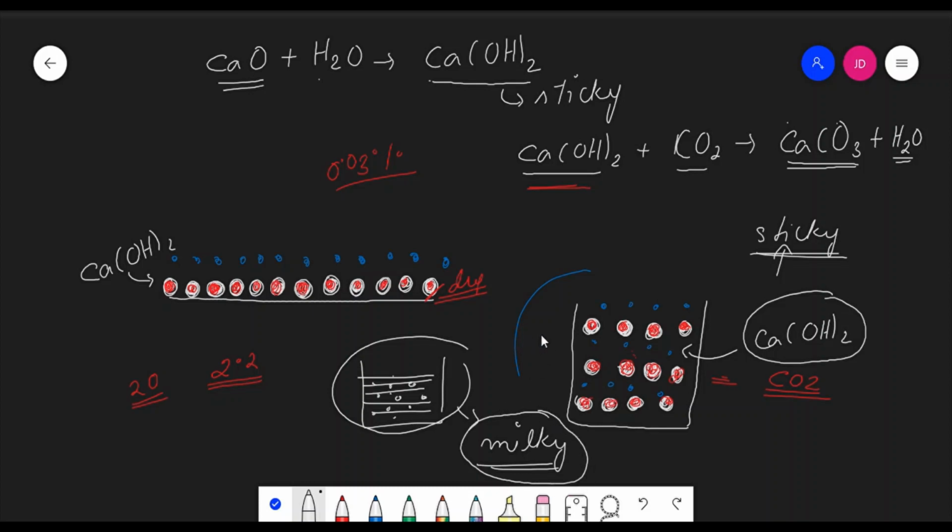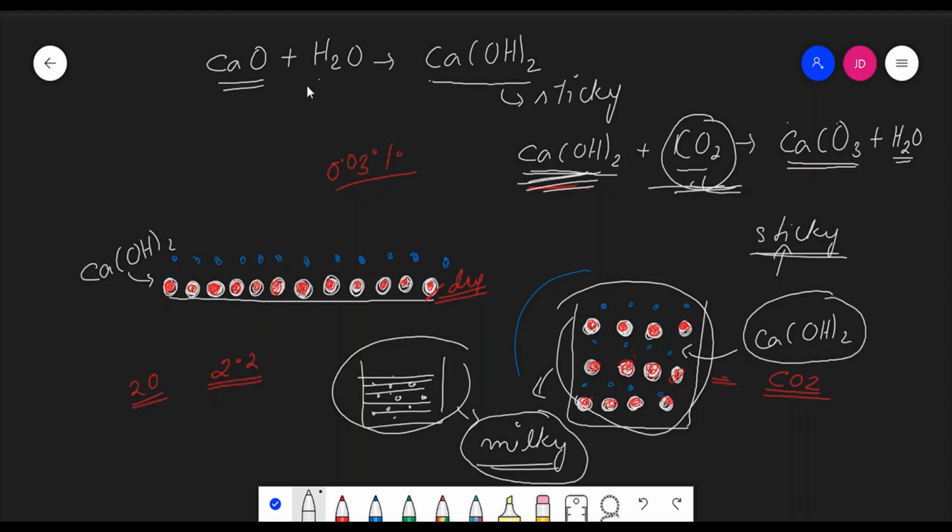So we say whenever we take any gas and pass it through CaOH2, and if you find that the solution becomes milky, means it becomes a mixture of some white substance and water, we call that the given gas was carbon dioxide. So I hope you understood it. So how can you test the presence of carbon dioxide? When we pass carbon dioxide through a solution of calcium hydroxide, which was actually sticky, if it becomes milky, means watery white color, we call that the gas was carbon dioxide gas.